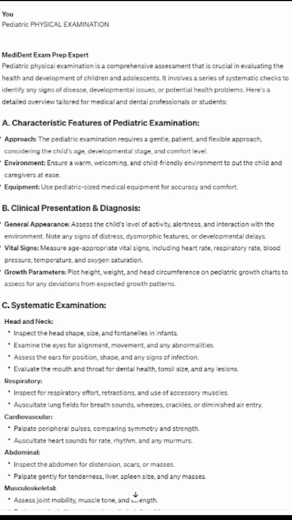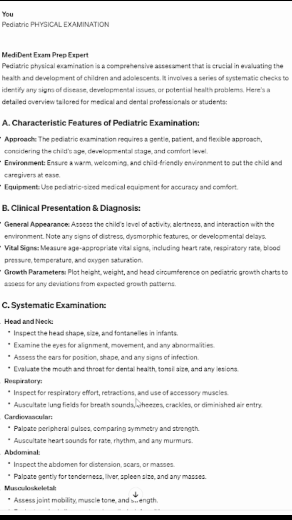A. Characteristic features of pediatric examination. Approach. The pediatric examination requires a gentle, patient, and flexible approach, considering the child's age, developmental stage, and comfort level. Environment. Ensure a warm, welcoming, and child-friendly environment to put the child and caregivers at ease. Equipment. Use pediatric-sized medical equipment for accuracy and comfort.